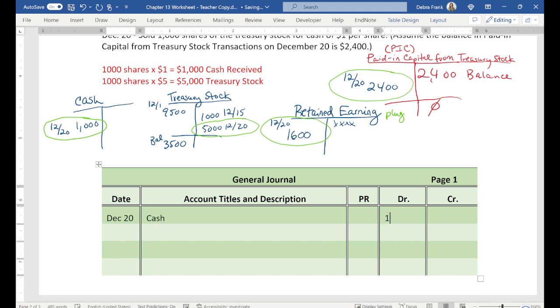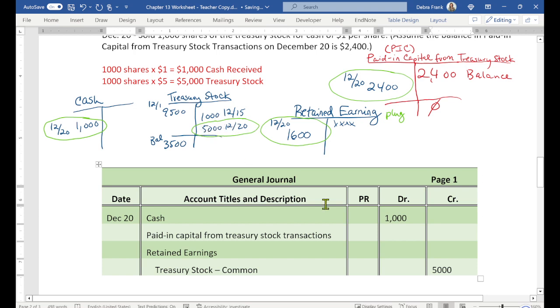So cash that we got was 1,000. So cash received, increase for debit. And then we had the paid in capital from treasury stock transactions, and we could only wipe out the 2,400 balance. Let's just make some placeholders here as we talk through this. And then we have our treasury. All right, that was the 5,000. All right, the 5,000 here. And so we could see we're out of balance by 4,000. And so you're going to take from the paid in capital. And unfortunately, you only have 2,400.